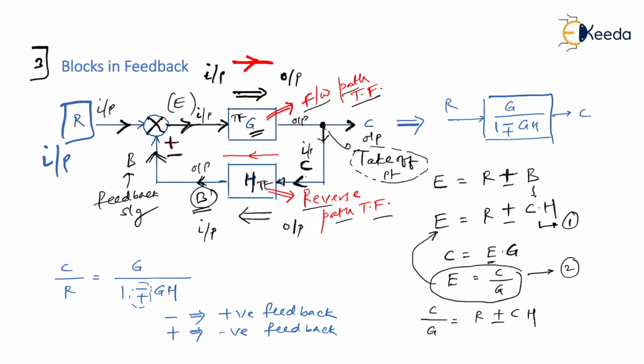R is nothing but input and C is nothing but output, and we have taken output upon input ratio. So this is the final result I was talking about, and now I have proved the same.